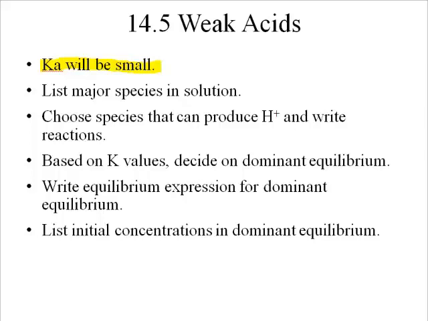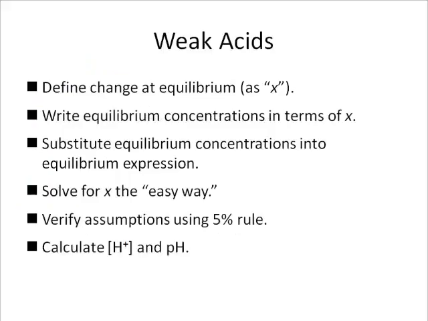So like always, if you look at these other bullets here, list the major species. Okay, that's what we do. Choose the species that could produce H plus and write the reaction. Yeah, we do that. Based on the K values, decide the dominant equilibrium. All right, that sounds good. And then write the equilibrium expression and list initial concentrations. That's all stuff that we've been doing since we've been doing equilibrium problems way back in chapter 13. But we're going to have to treat them a little differently because it's a weak acid. So let's look at these.